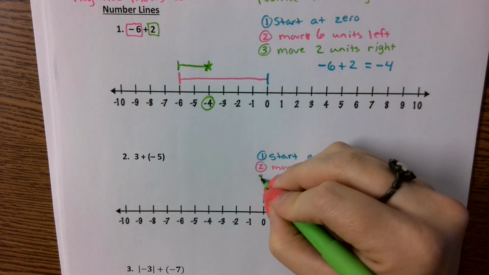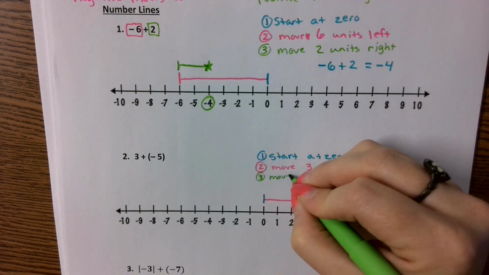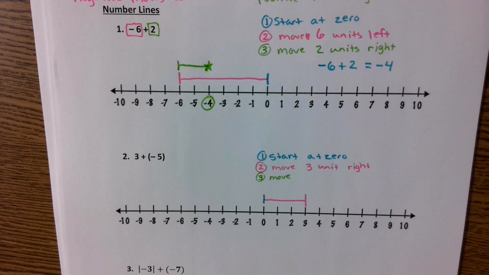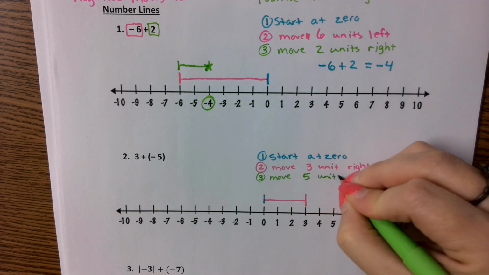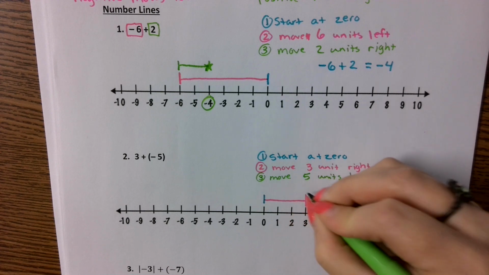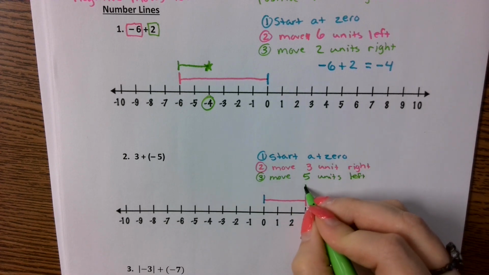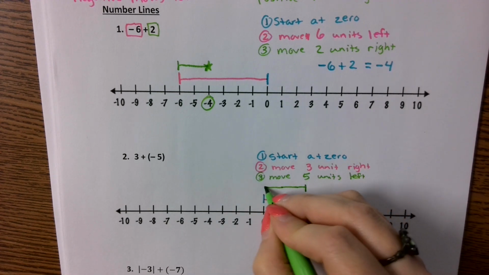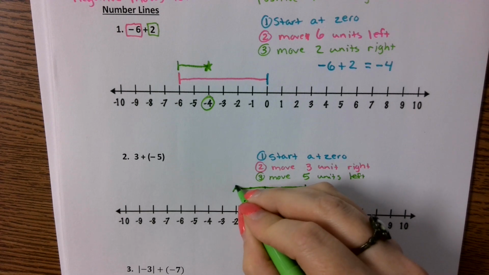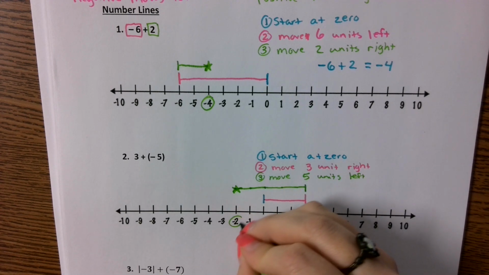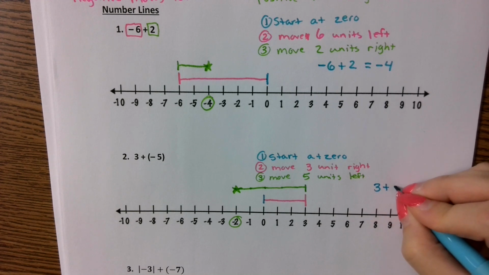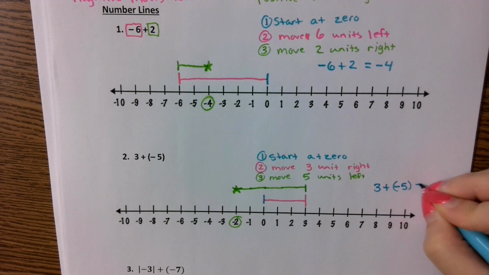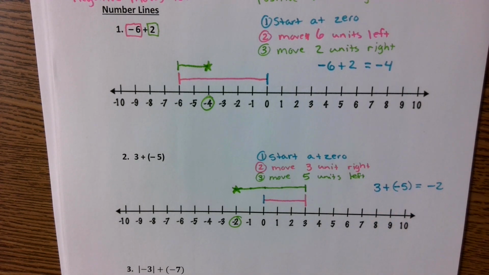Okay, and then my last step, I'm going to move how many units, in what direction? To the left. So I'm going to move 5 units to the left. Right above the 3, I'm going to go 1, 2, 3, 4, 5 units. And that's where I stopped. So my answer is negative 2. When we do 3 plus negative 5, we're going to get a negative 2.